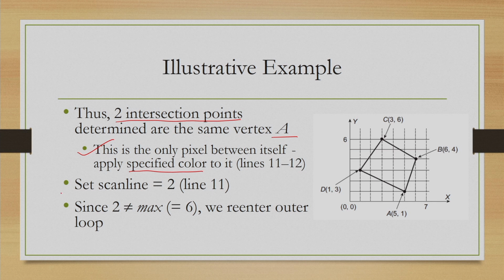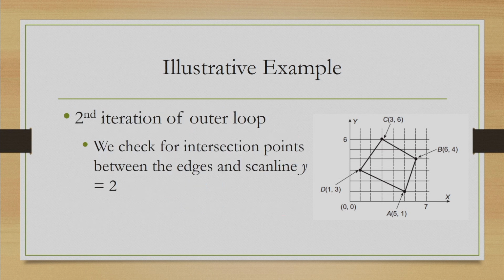Then we go to the next iteration by setting scan line equal to 2 and checking that 2 is not the maximum scan line, that is 6. So, we execute the loop again. In the second iteration of the loop, what do we do? We check for intersection points as before with the edges and the scan line y equal to 2, that is this scan line.